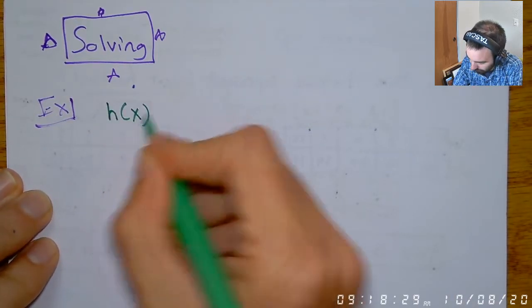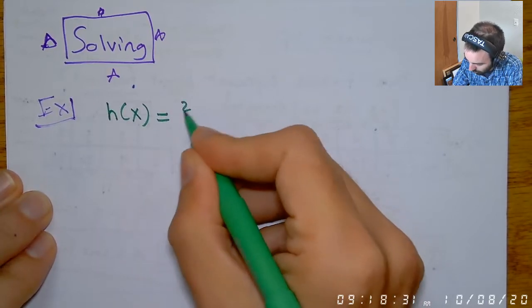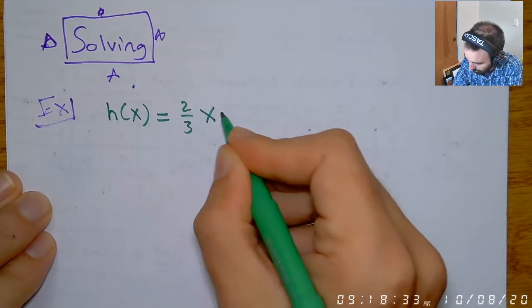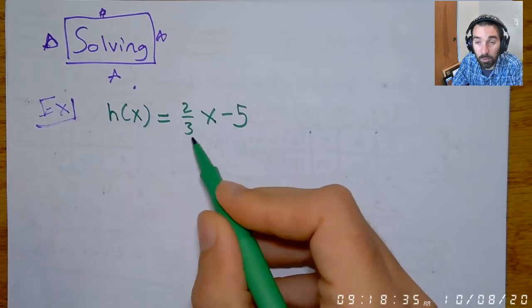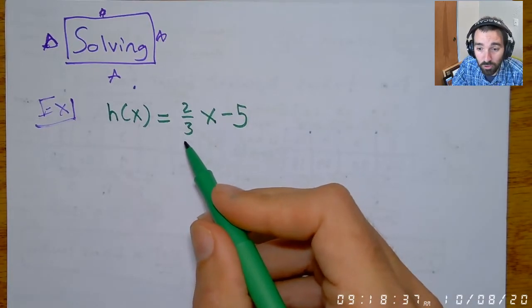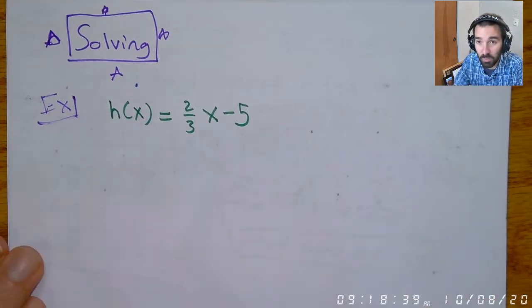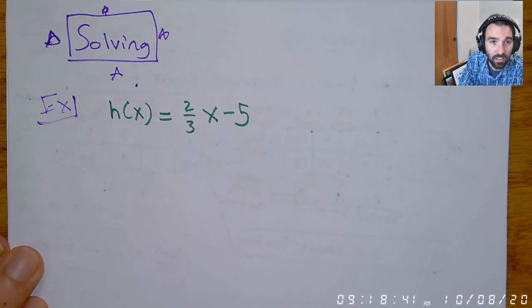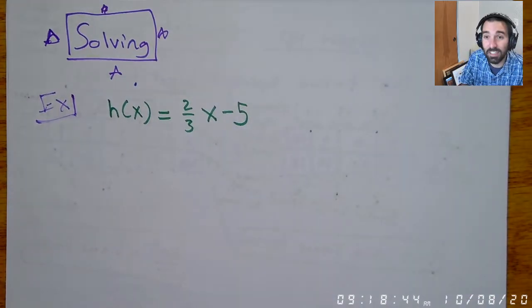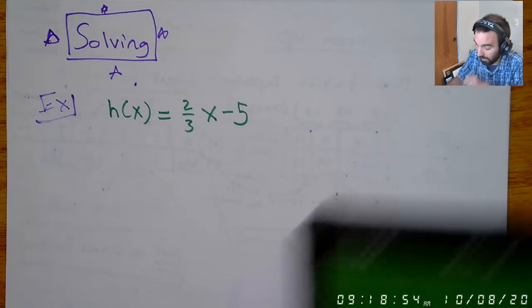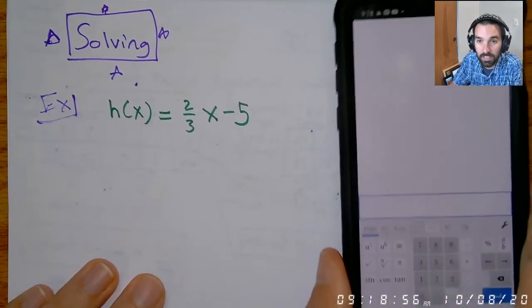Okay, so let's say h of x equals 2/3 x minus 5. Now remember, we're not scared of fractions. In fact, let me grab my phone and get Desmos out. A calculator can do fractions for you, and I'm going to make sure to show you how that works.